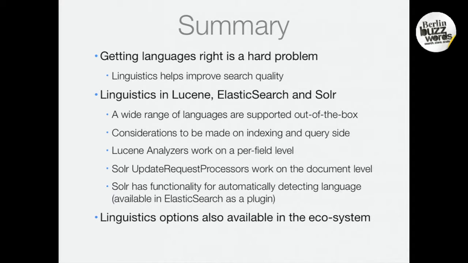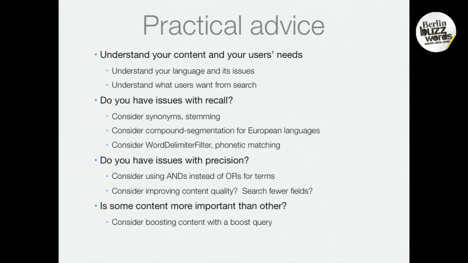Some practical advice. When working with language, it's really important to have your users' needs and their content needs in mind. You should also understand the language at hand and what its issues are. If you have issues with recall, consider synonyms, stemming, compound segmentation for European languages, things like word delimiter filter, phonetic matching, and so on. Issues with precision, consider using ANDs instead of ORs. Consider improving content quality, perhaps. Search fewer fields. If some content is more important than other content or language, consider boosting that.